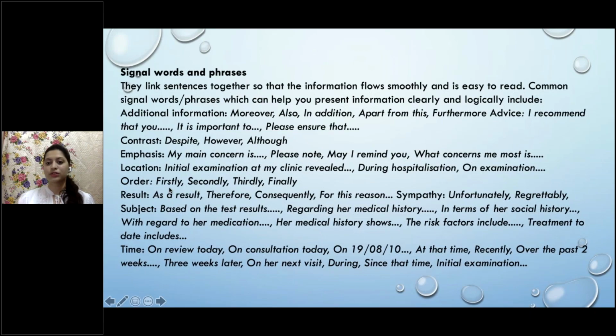And you can always use words to put the case notes in order, like firstly, secondly, or finally. And when it comes to result, you can say as a result, consequently. You can take a screenshot of the slide so that you try to use this in your letter. But again, use them only when there are sentences like these, don't just put them haphazardly here and there. And if you're expressing sympathy, then unfortunately or regrettably.